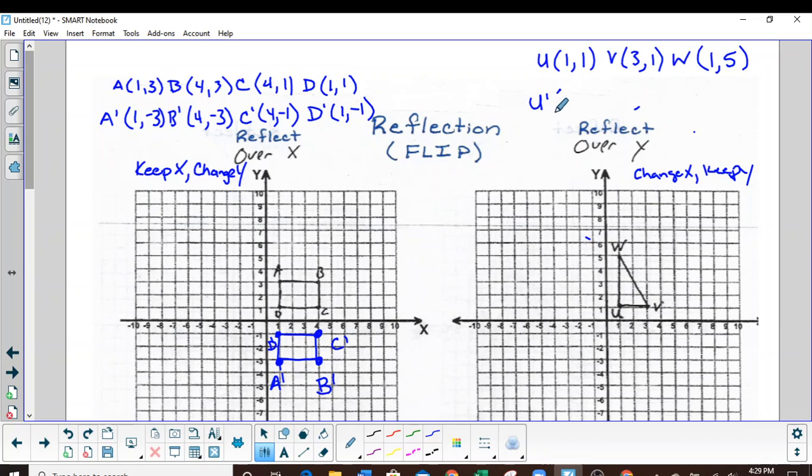U prime, remember we're changing the x and keeping the y. Negative 1, 1. V prime, change the x, keep the y. W prime, change the x and keep the y.